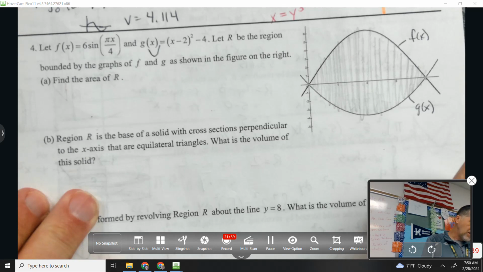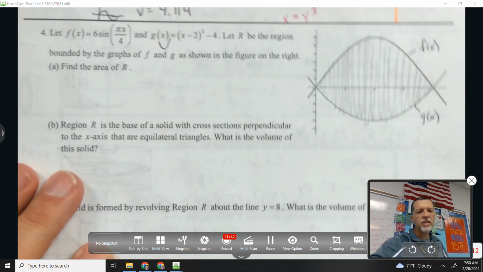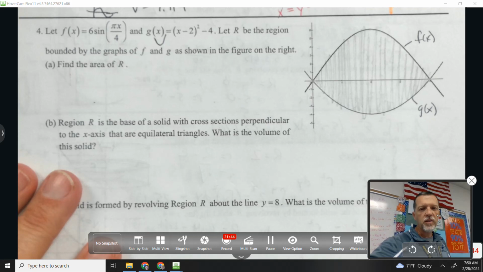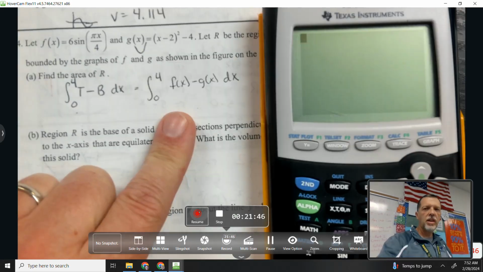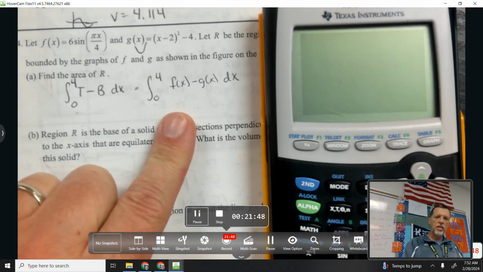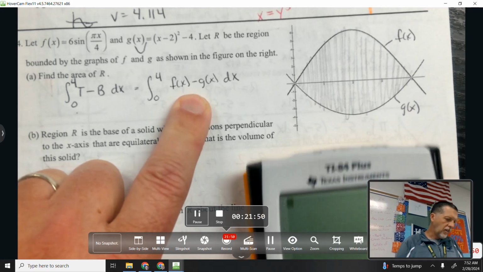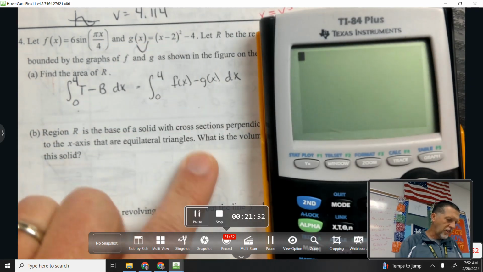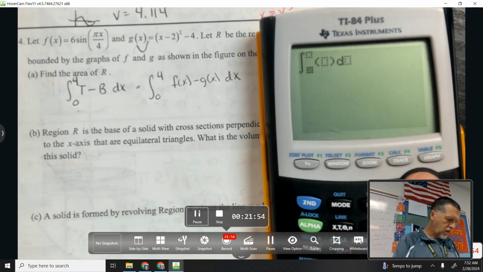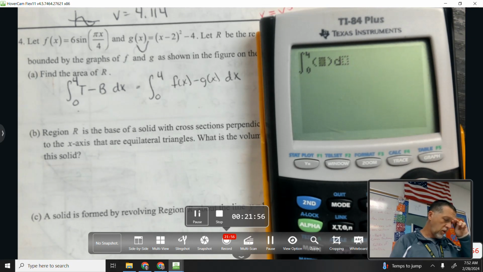Find the area of R. I'm going to press pause and let you find the area of R, because I think that is a review question. It's going to make finding area easier because I don't have to type all that stuff in again. I can just do math 9, 0 to 4.